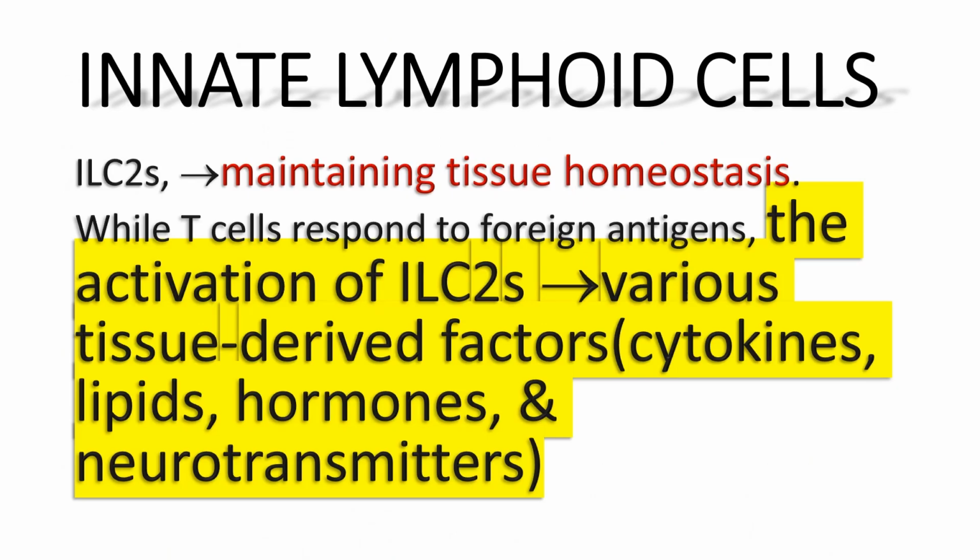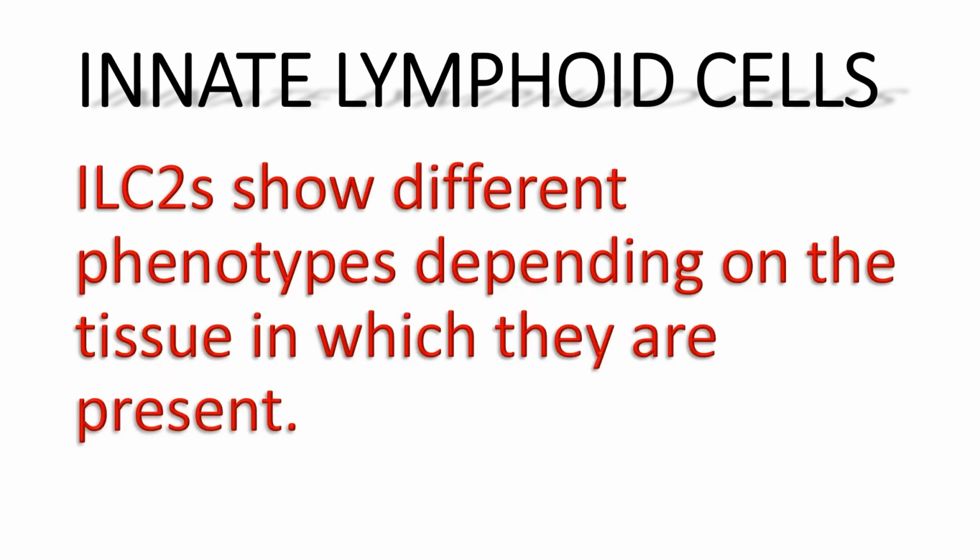In this paper, they said that innate lymphoid cells type 2 play an important role in maintaining tissue homeostasis, while T cells respond usually to foreign antigens. The activation of innate lymphoid cells is controlled by various tissue-derived factors such as cytokines, lipids, hormones, and neurotransmitters. And actually, innate lymphoid cells type 2 show different phenotypes depending on the tissue in which they are present.